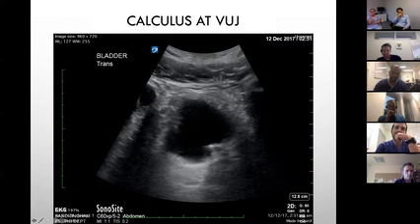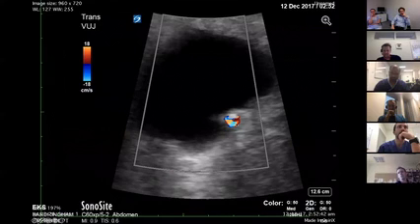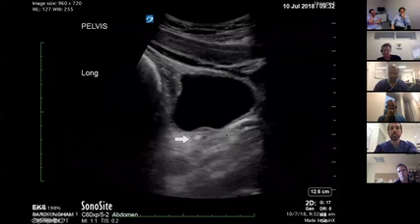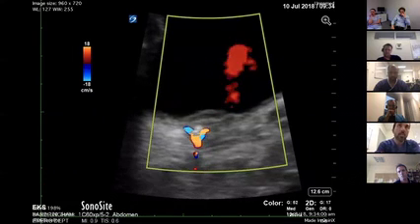This is the long axis of the bladder, sagittal view. This is the transverse view, or distal longitudinal view, and you've got this VUJ stone with a twinkle again. So you could see stones in the VUJ area, or in the proximal ureter, or inside the kidney. Those are only a few spots that you can see.